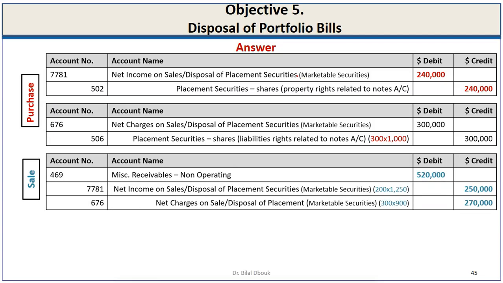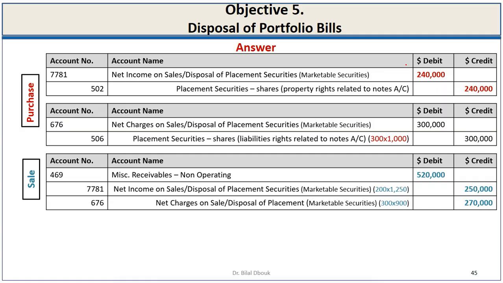Regarding the other type of placement securities, I recorded the loss. For the second type, for debentures, I debit 676 net charges on sale or disposal of placement securities, and I credit 506 placement securities by the amount of 300,000, which is 300 times 1,000 shares.